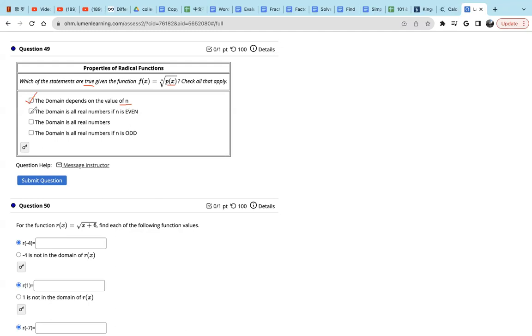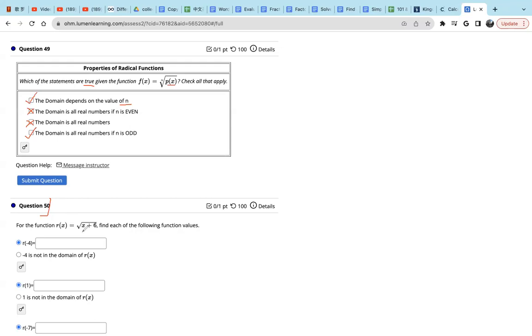The domain is all real numbers if n is even. No, this is false. Right, the domain is all real numbers. That's false. It depends on n. The domain is all real numbers if n is odd. Yes, this is true. So the first one and the last one are true.